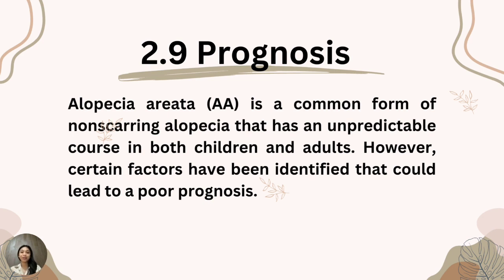And now I'll present the topic 2.9, prognosis. Alopecia areata is an autoimmune disease that can cause hair loss and can have an unpredictable course in both children and adults. Certain features such as an early age of onset, extent of hair loss, nail abnormalities, a positive family history for alopecia areata, and comorbidity with autoimmune disease can lead to a poor prognosis, and it is important to consider these factors when predicting the course of alopecia areata and the response to treatment.